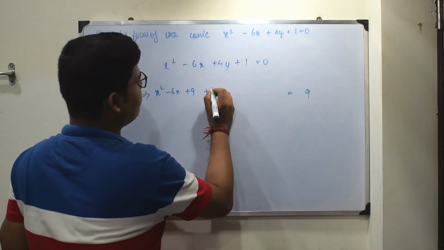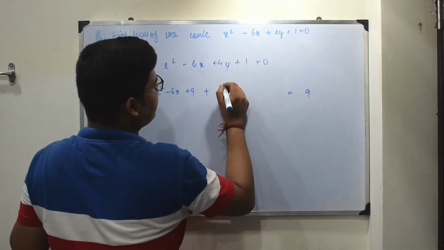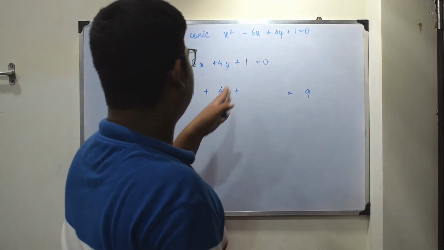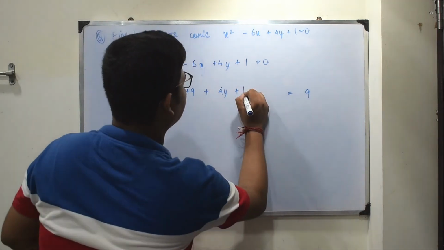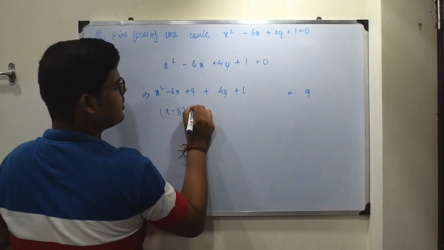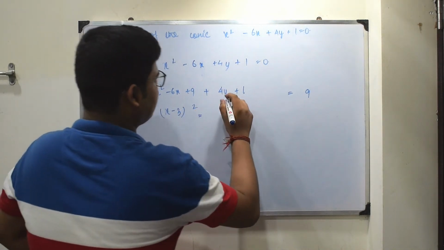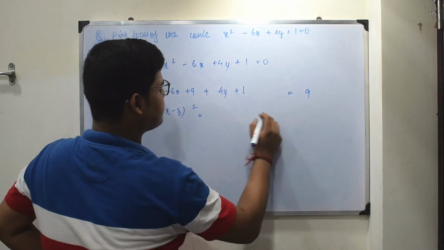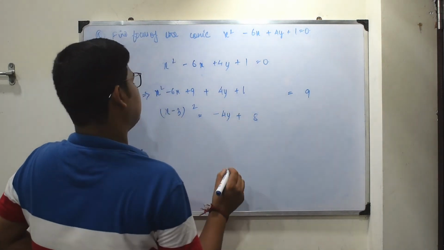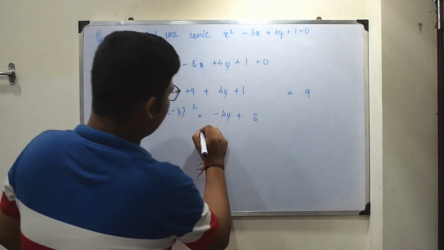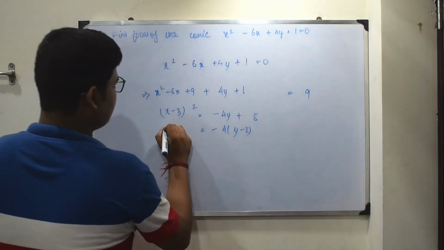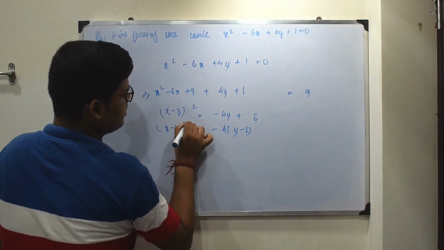And for 4y we are writing it as 4y plus 1. Now this is x minus 3 whole square. Taking this to the right hand side, this will be 9 minus 1, that is 8, and this is minus 4y plus 8. Okay, so minus 4 as common, y minus 2, or x minus 3 whole square.